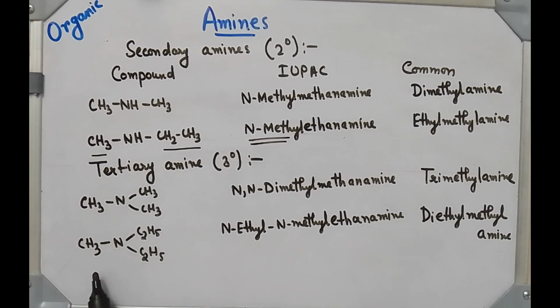If the structure is like this, here the smallest alkyl group we have to write as the N-alkyl group. So here also alphabetically we have to write, because these two are of different size. So we are writing N-ethyl, N-methyl ethanamine. And for the common name we are writing alphabetically diethyl methyl amine.